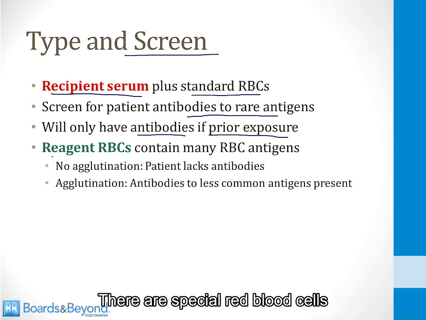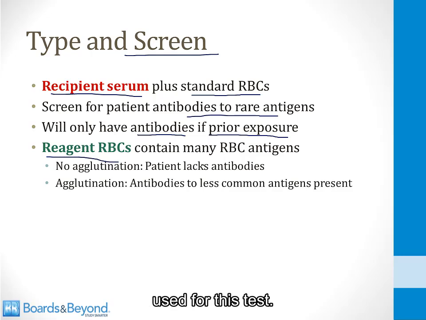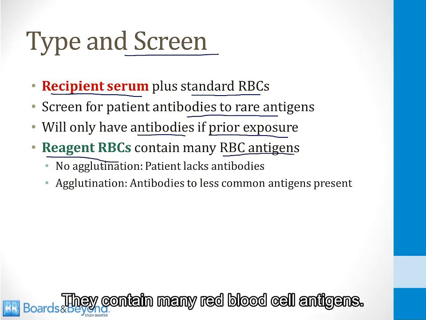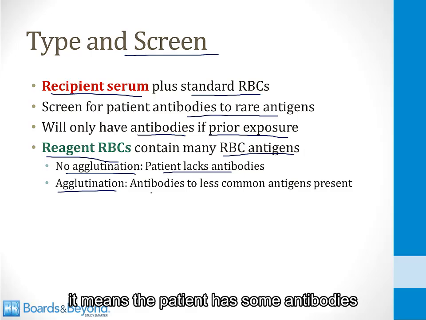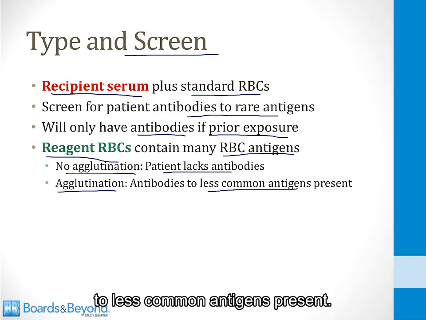There are special red blood cells called reagent red blood cells used for this test. They contain many red blood cell antigens. If there is no agglutination, it means the patient lacks any significant antibodies. If there is agglutination, it means the patient has some antibodies to less common antigens present, and you do further testing to figure out exactly which antibodies are in the serum.